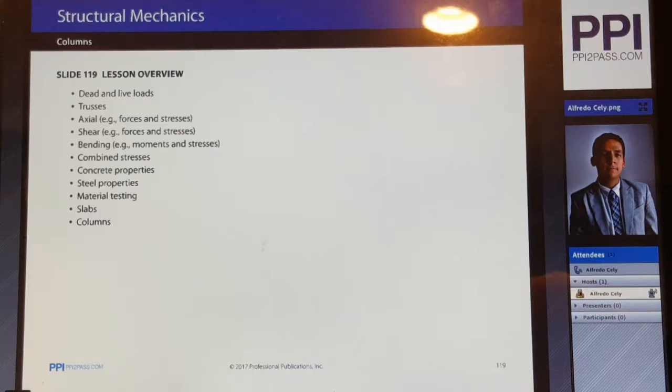Then we did a little bit on the material testing for those materials. Now note that the concrete properties, steel properties, and material testing also go along with the materials part of the PE exam. So you may have problems now that have a combination of different concepts in the exam. And last, we reviewed concepts on slabs and on columns.